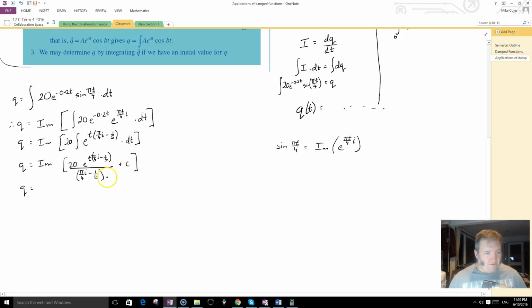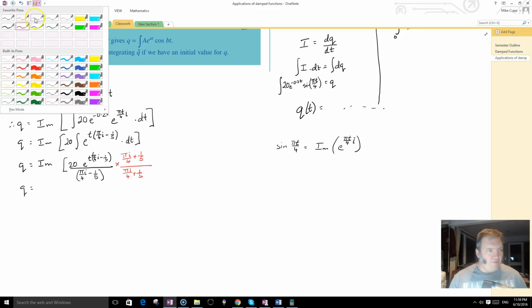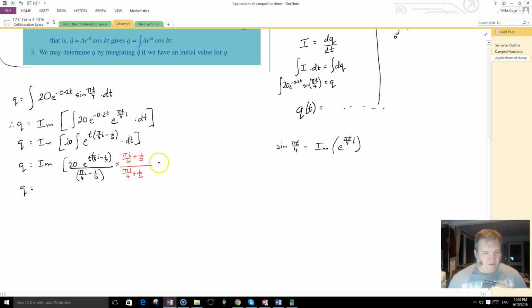Q, the imaginary part of this, well, two things I've got to do. I'm going to have to fix up this by multiplying by the conjugate. In class I remembered to leave room. Here I did not. Let's just fix that up and put that little conjugate in there now. Multiplied by pi i over 4 plus 1/5, pi i over 4 plus 1/5. There we go. Now I'll put my plus c after that. You can do it on another line, but I don't want to take up too much space here.